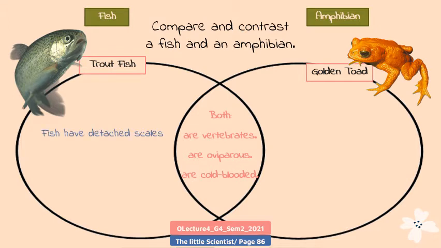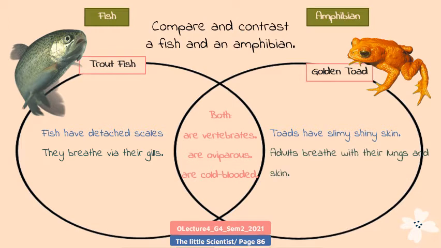The troutfish has disconnected scales covering its body, while golden toads have a moist, slimy, shiny skin. The troutfish breathes underwater using its gills, while the adult golden toad breathes with its lungs and its moist skin. Baby fish look like their parents, so fish do not go through metamorphosis, while golden toads go through metamorphosis, so these animals go through a set of transformations during their life cycles.